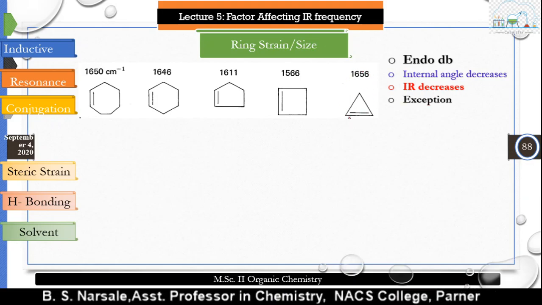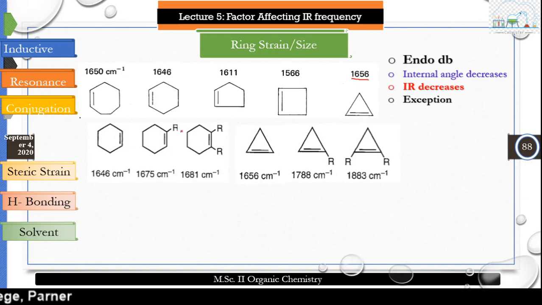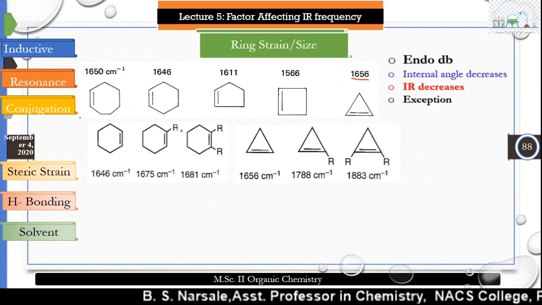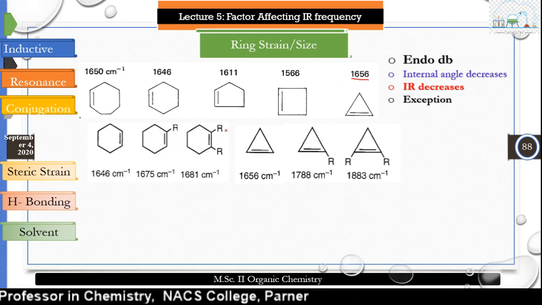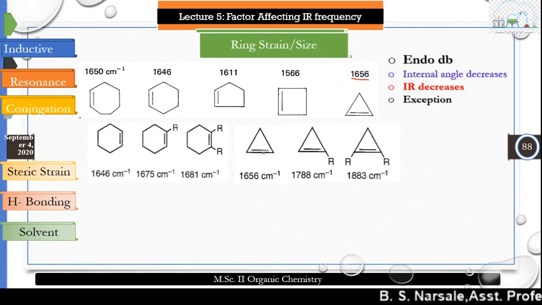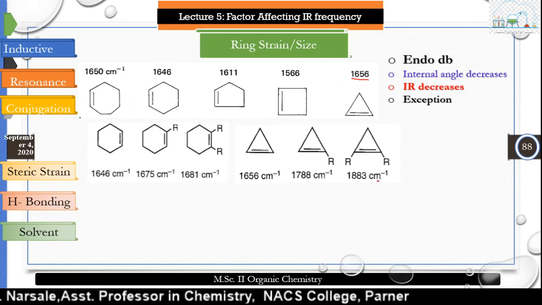The exception will be observed in a three-membered system. There is an increase in the stretching frequency. Now, what happens in an endo double bond? If an alkyl group is attached, the alkyl group increases the stretching frequency. If the R group, the alkyl group is there, it is going to increase the stretching frequency. If there are both two R groups, a multiple effect will be observed, more increment will be there. But this increment is observed maximum in a three-membered or somewhat sterically hindered ring. In the three-membered ring, maximum increment will be observed for the alkyl group.